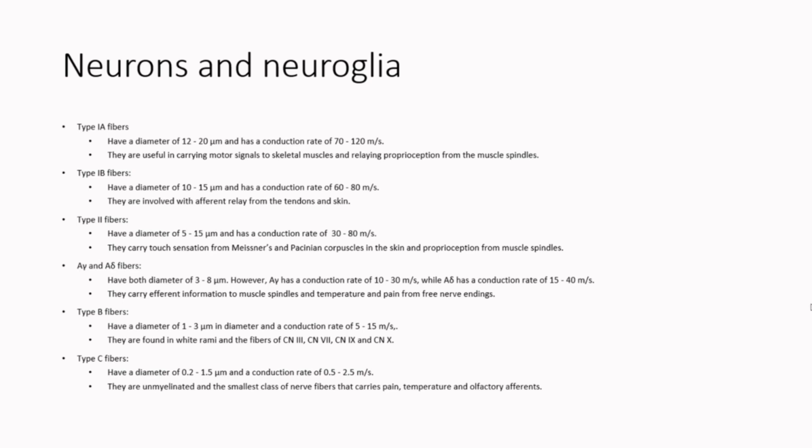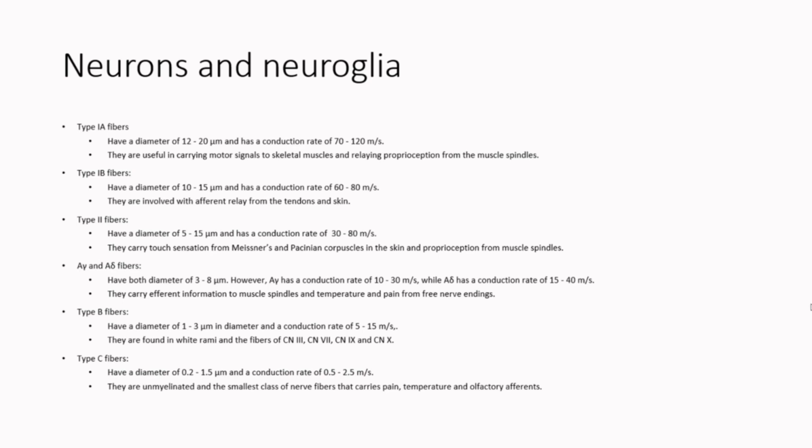And like I said, we can classify them also based on the transmission speed. Here we have type 1A fibers with a diameter of 12 to 20 microns. The conduction rate is between 70 and 120 meters per second. They are useful in carrying motor signals to skeletal musculature, and they relay proprioception from the muscle spindles.